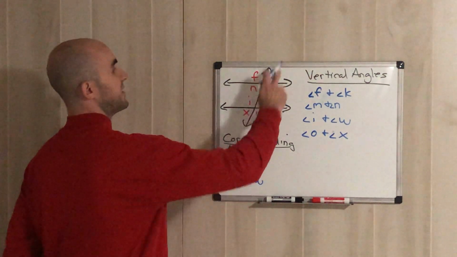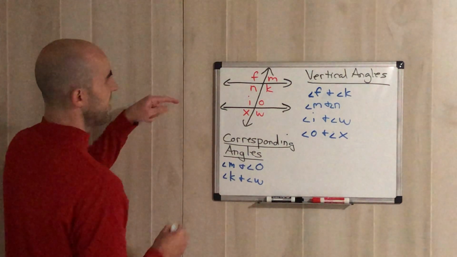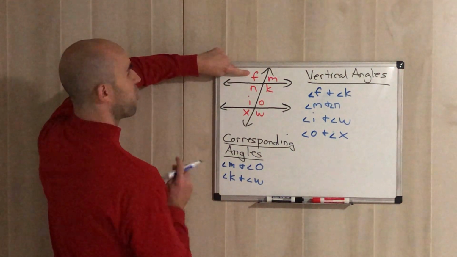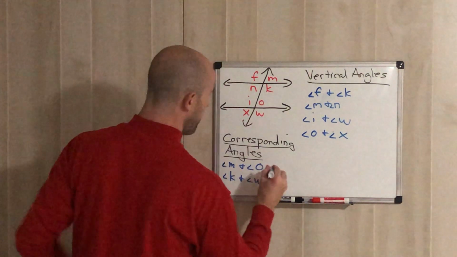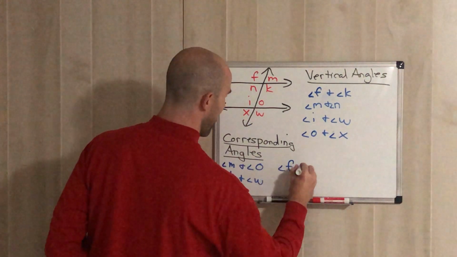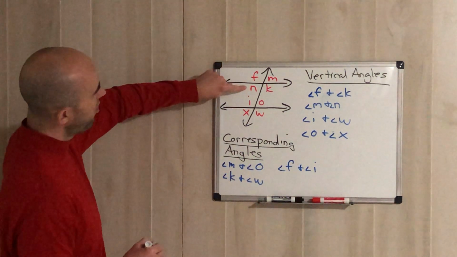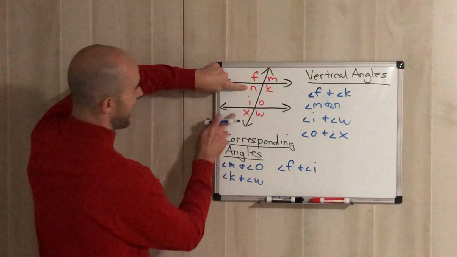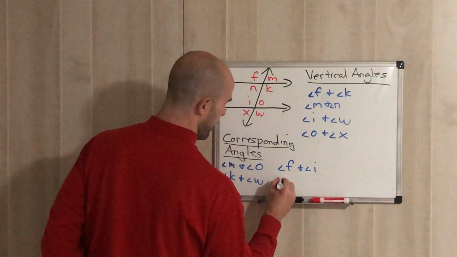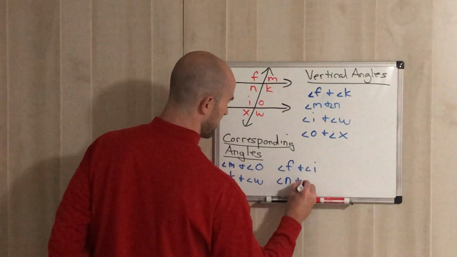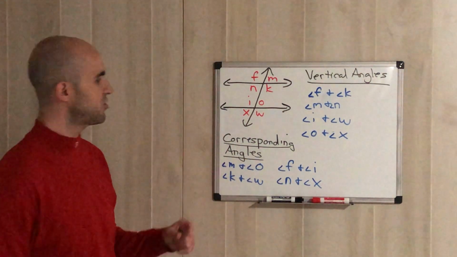So those are all the ones on the right side. Now we're going to take care of all the ones on the left side. We know that F is corresponding to I. Same thing, they're on the left side, they open up. And the last one, N is corresponding to X, because they're both on the same side and they both open down.